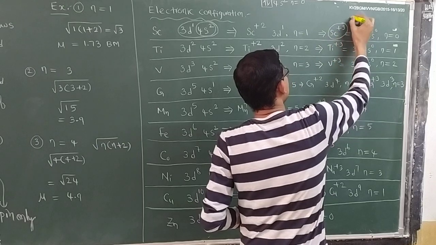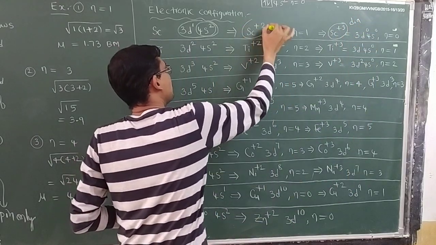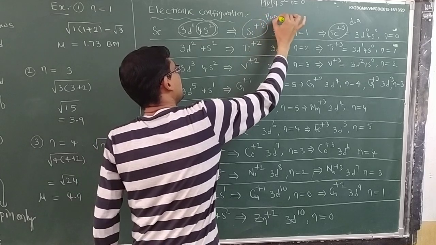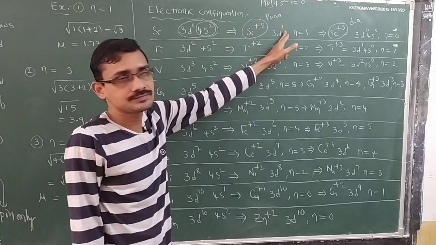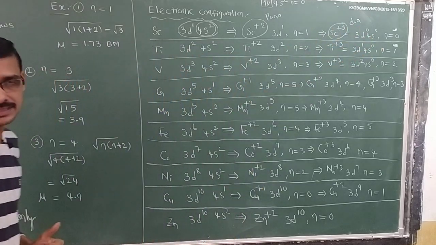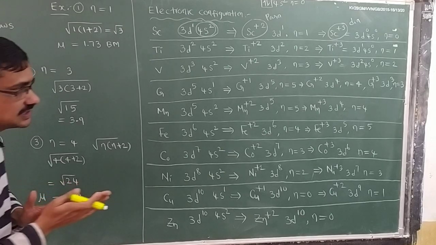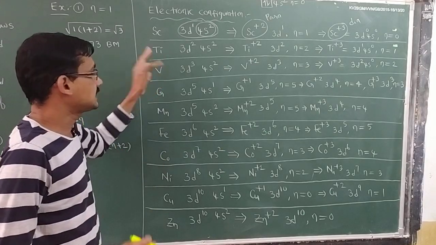This will be what actually? Dia. And this will be what actually? Paramagnetic nature. Why? We have unpaired electrons. Why dia? No unpaired electron. In this way, we can easily identify the paramagnetic and diamagnetic nature. Next, we will take titanium.